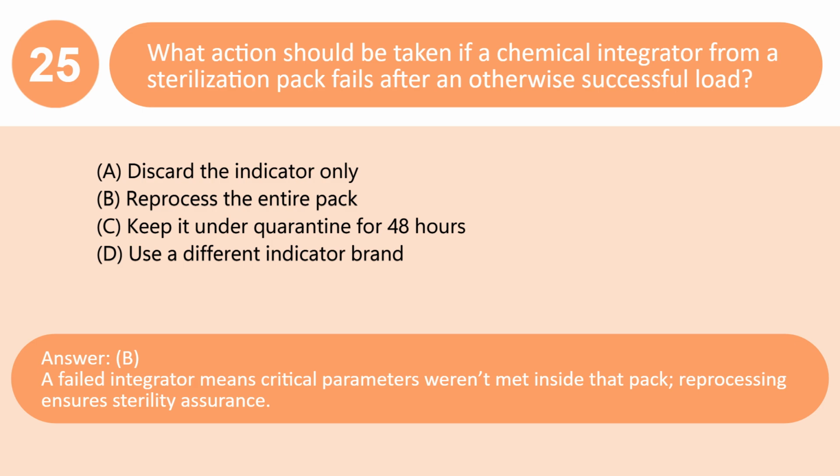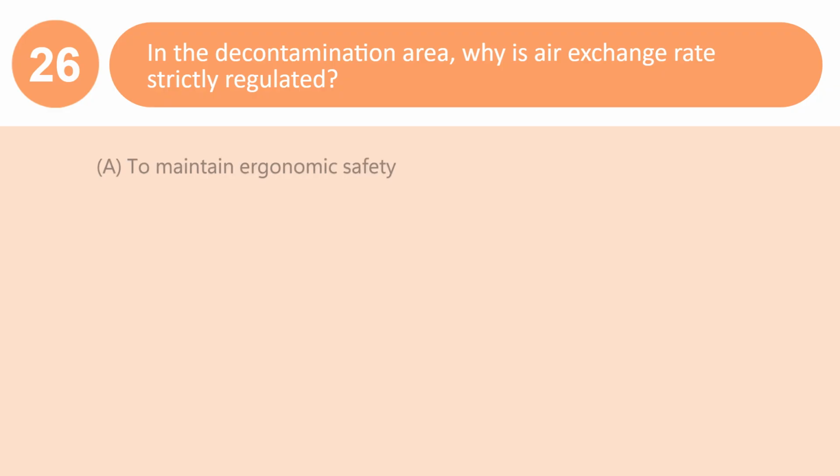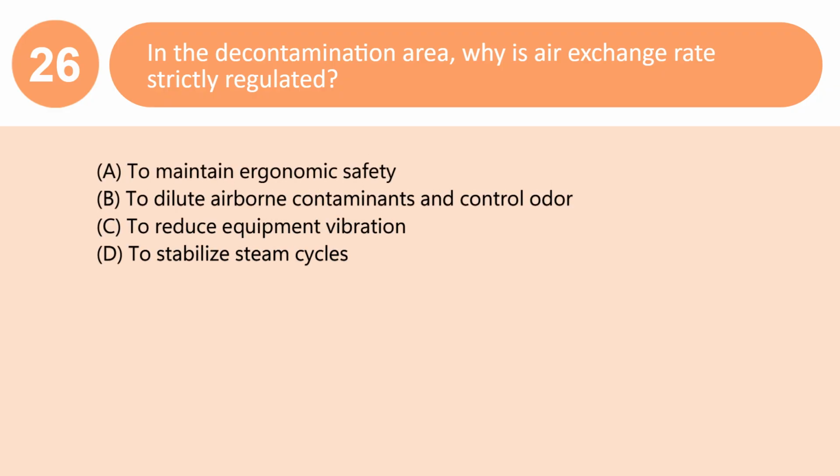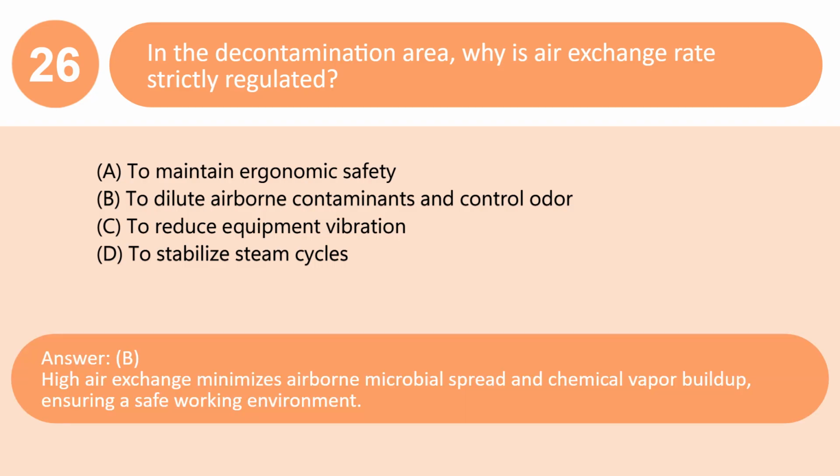Reprocessing ensures sterility assurance. In the decontamination area, why is air exchange rate strictly regulated? A. To maintain ergonomic safety. B. To dilute airborne contaminants and control odor. C. To reduce equipment vibration. D. To stabilize steam cycles. Answer: B. High air exchange minimizes airborne microbial spread and chemical vapor buildup, ensuring a safe working environment.